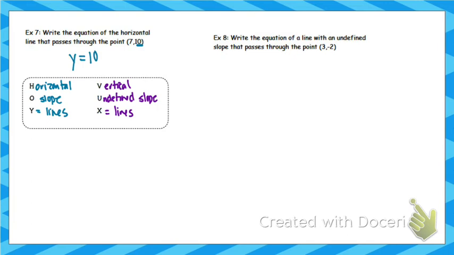So if I want to write the equation of a line with an undefined slope, that is a vertical line. Vertical lines are x equals lines, and what x actually equals here is 3. Okay, so horizontal lines: zero slope and y equals. Vertical lines: undefined slope, and x equals.